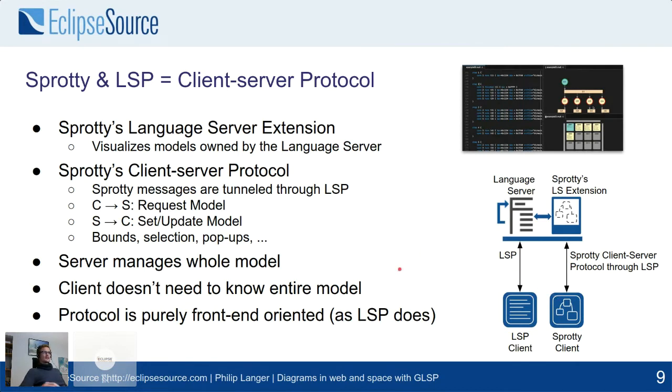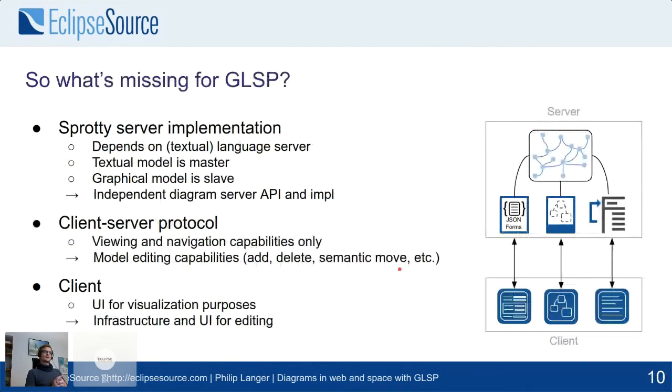So looking at that, what is actually still missing for achieving the goals that we have with the Graphical Language Server platform? Basically, the Sprotty server implementation, as shown also on the picture before, depends on a textual language server. So the textual language server is the master, and it manages the model, and the graphical model is sort of the slave. It just is a read-only visualization of the current model that is actually captured in text, so basically the abstract syntax tree behind the text. What we need in GLSP is really an independent diagram server framework that we can build also when there is no textual model alongside it, and no language server managing it. Also, looking at the client-server protocol, it's very geared towards viewing and navigation capabilities, of course, because that's their main use case.